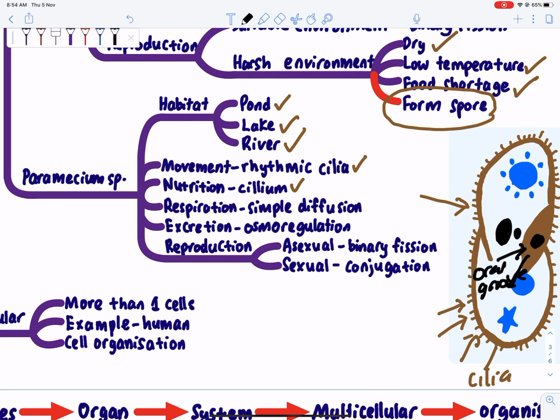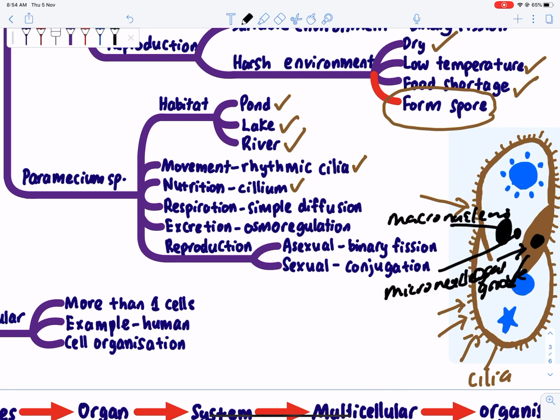What's special about paramecium? They have two types of nucleus. The first one is the macronucleus, and the second one is the micronucleus. The bigger one is the macronucleus. The smaller one is the micronucleus. Macronucleus controls the activity of the cell, while micronucleus is involved in the reproduction process, the production of their offspring.